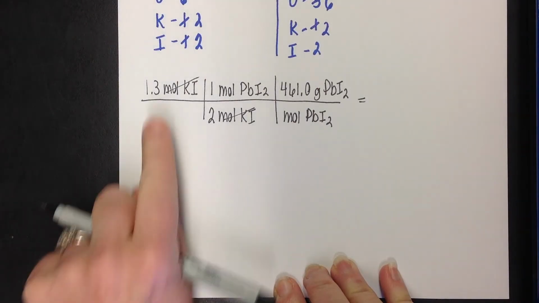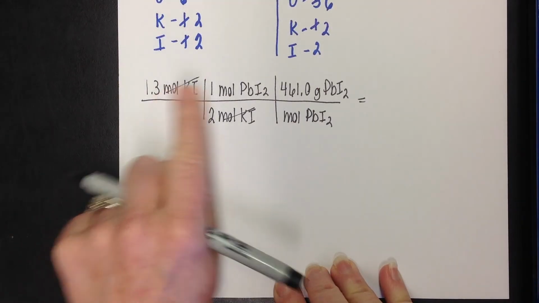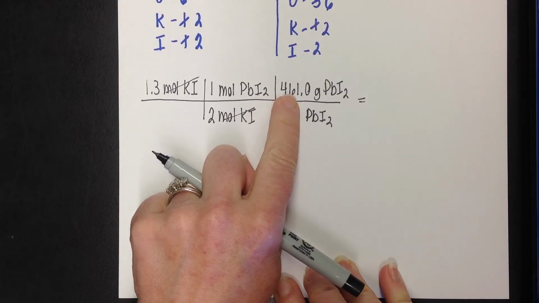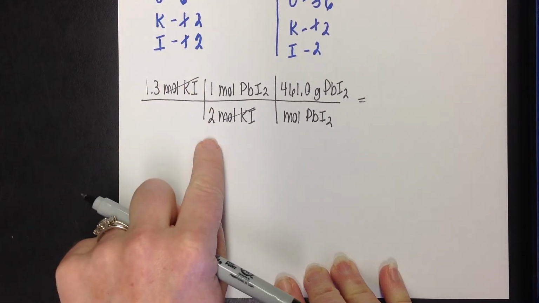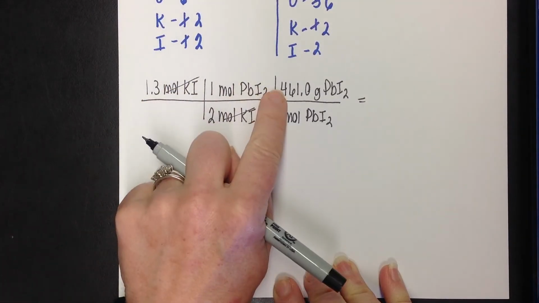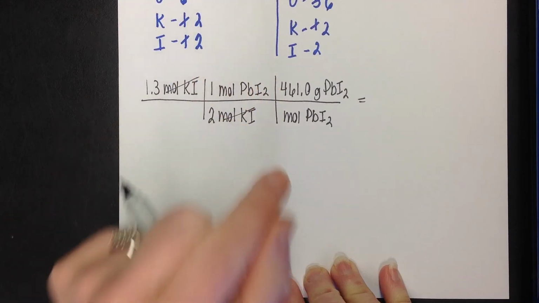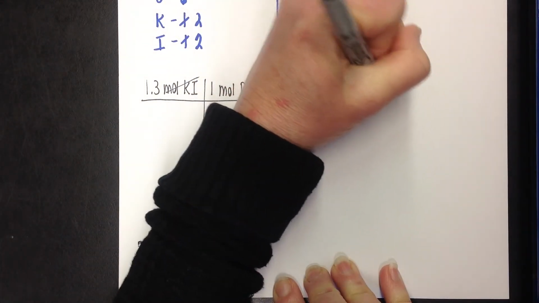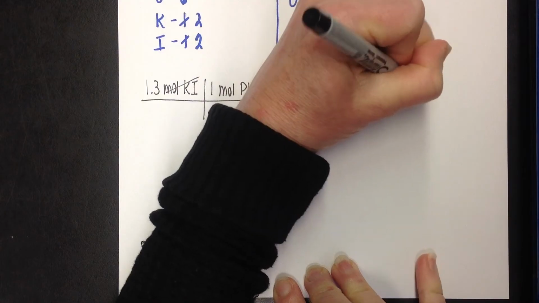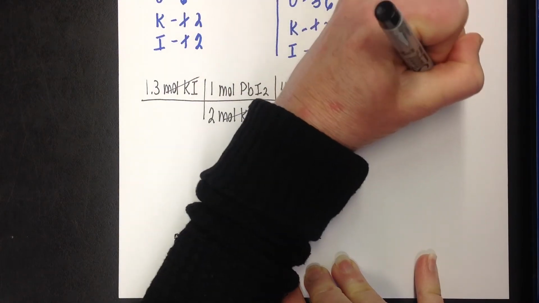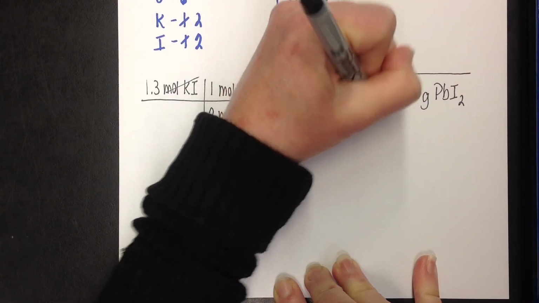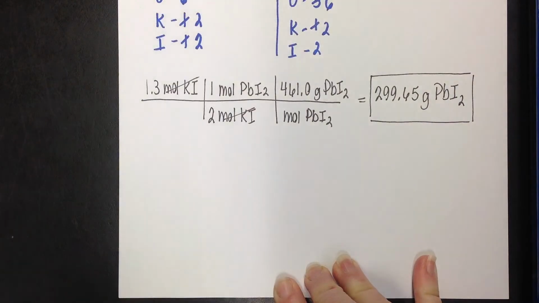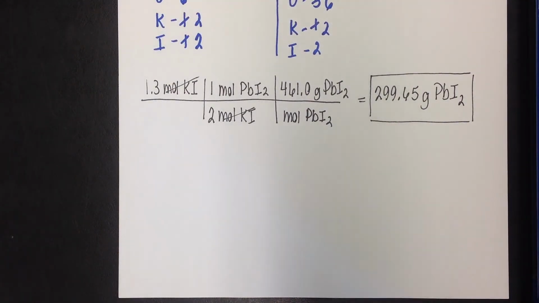And what we're going to do is multiply 1.3 by 461. You can either write that down or just hit equals. Make sure you hit equals. And then divide by 2. So 1.3 times 461, hit equals, divide by 2 is 299.65 grams of lead 2 iodide. So I just figured out how much of the first product I can make. Now, you didn't have to do this one first. You could do the other one first. As long as you do them both, it doesn't matter.